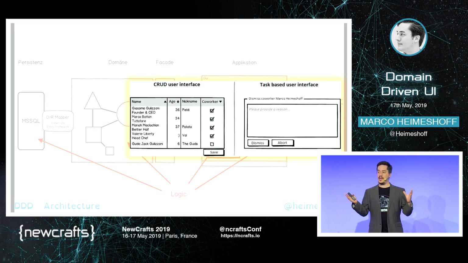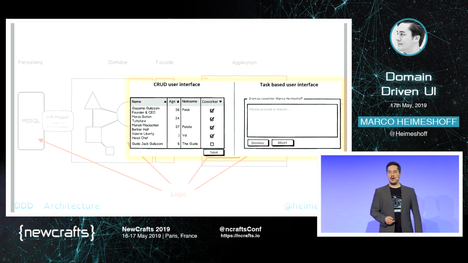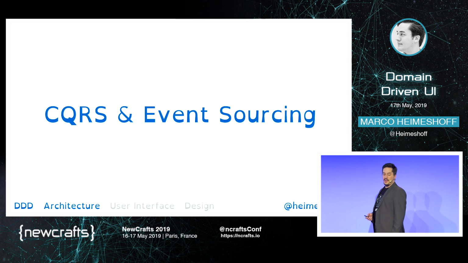Once you click it, there's a task-based user interface just for this one specific task. So this task-based user interface says, hey, you want to dismiss Marco Heimeshoff, great, provide a reason, then you can dismiss him or cancel. And how do we build our architecture now? Because this is not CRUD anymore. We can't just say update. We could say update Marco Heimeshoff in the domain, but there's a better way, and that's CQRS and event sourcing.